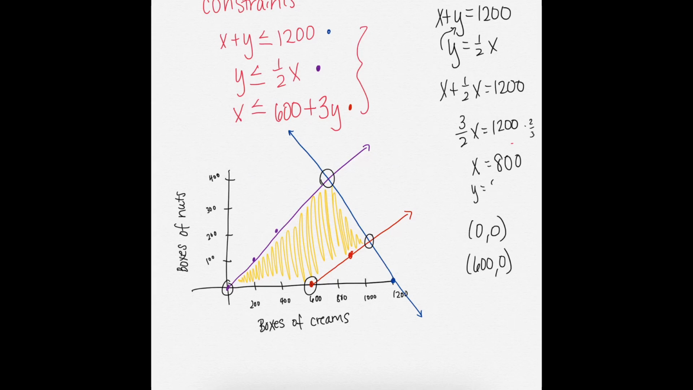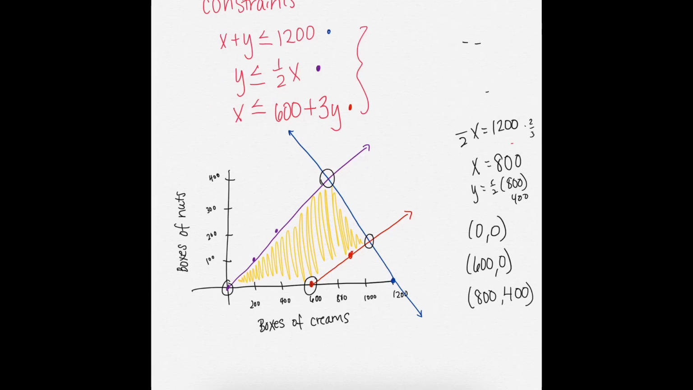Remember my y value comes from that. So y is equal to 1/2 of my x value, so 400. So that vertex right there has an x value of 800 and a y value of 400. That one looks pretty obvious, but again, it's not smart to guess. I'm going to erase this.